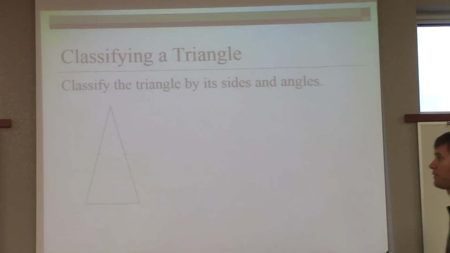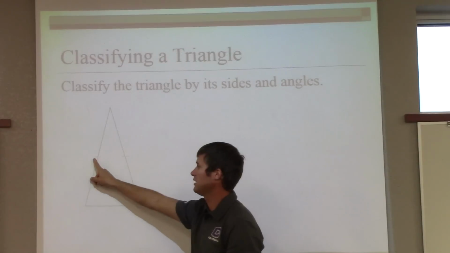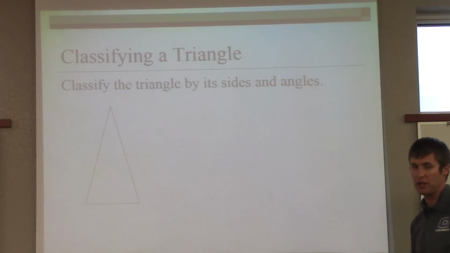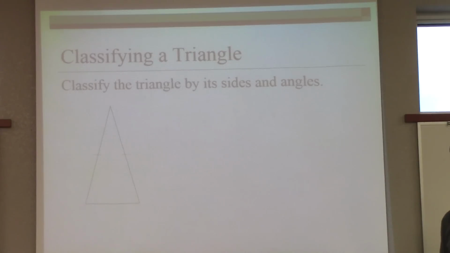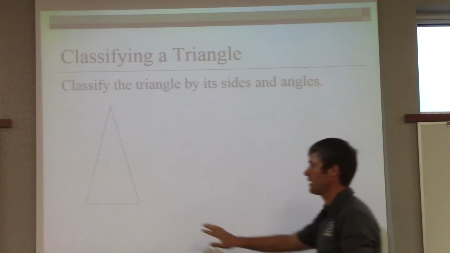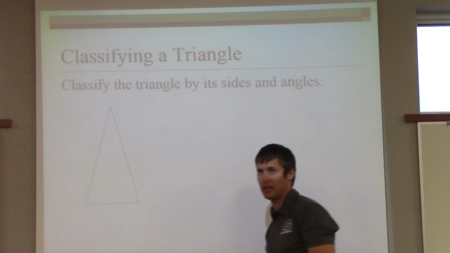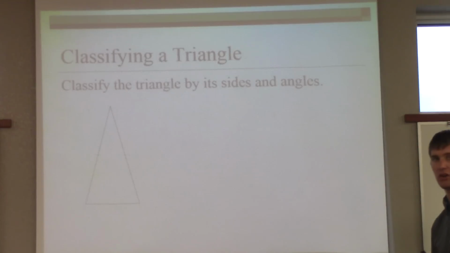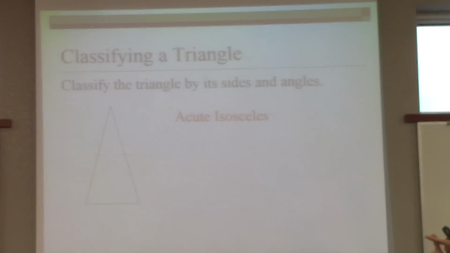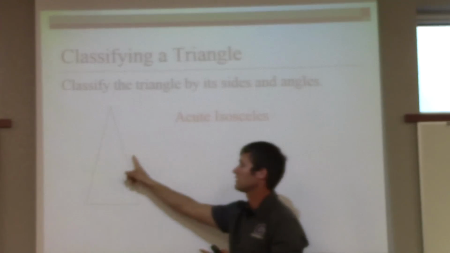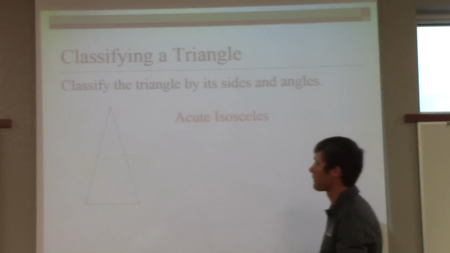So we want to classify it. We have these two congruent markings right here saying these two sides are equal. So if two sides are equal, then we know that would be isosceles. Now, do any of these angles look like they're right or that they're greater than 90? No? So we call that an acute isosceles triangle, because acute stands for all the angles are less than 90, and isosceles means we have two congruent sides.